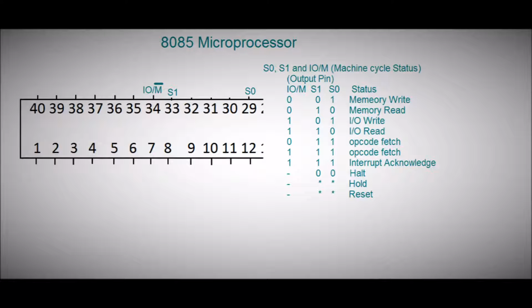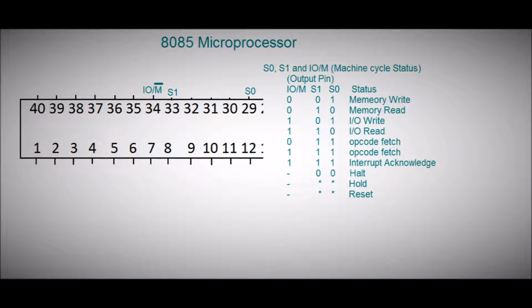Pin 29, S0, 33, S1, and 34 IO/M. S0, S1 and IO/M, machine cycle status. These 3 are output pins of the microprocessor. With the combination of these pins, microprocessor performs different types of work like read or write on the memory or output device. If IO/M is 0, S1 is 0 and S0 is 1, then microprocessor status is memory write. If IO/M is 0, S1 is 1 and S0 is 0, then microprocessor status is memory read.